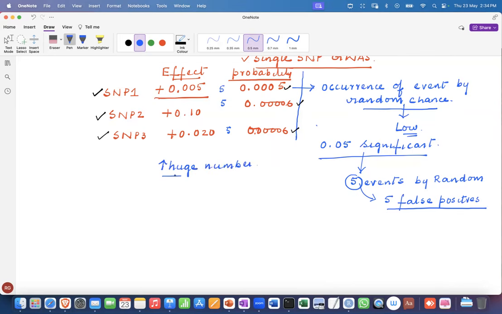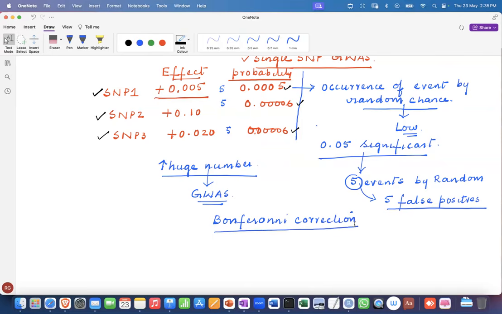So what do we do to correct this probability? This probability is normally corrected in GWAS by a correction that is popularly known as Bonferroni correction. So how is the correction done? Normally it is done by a Bonferroni correction. Is that okay? Now, what is Bonferroni correction?